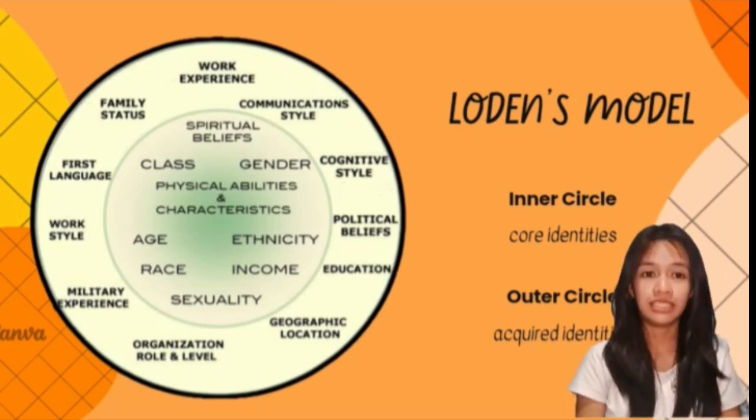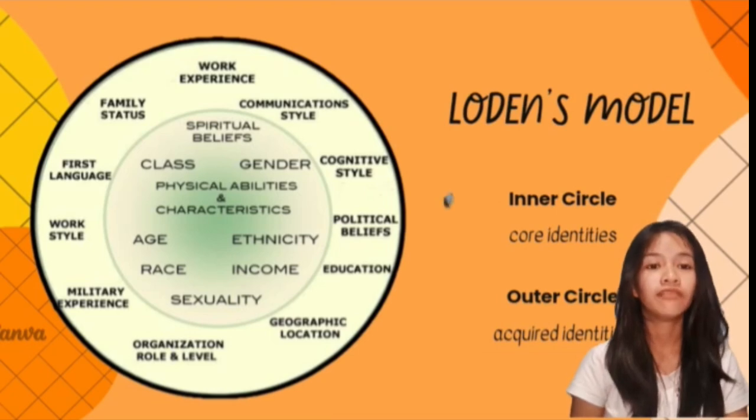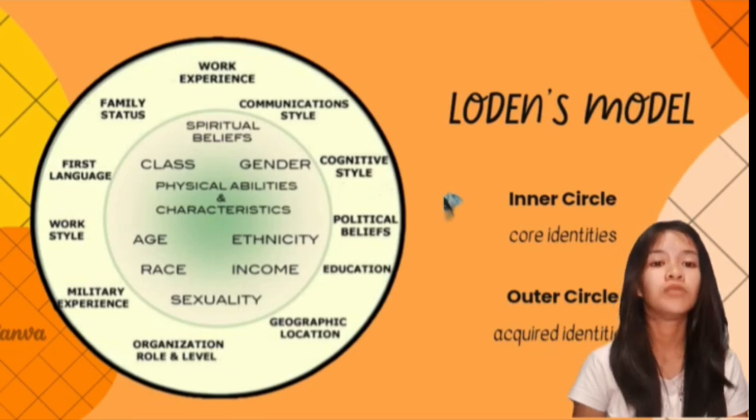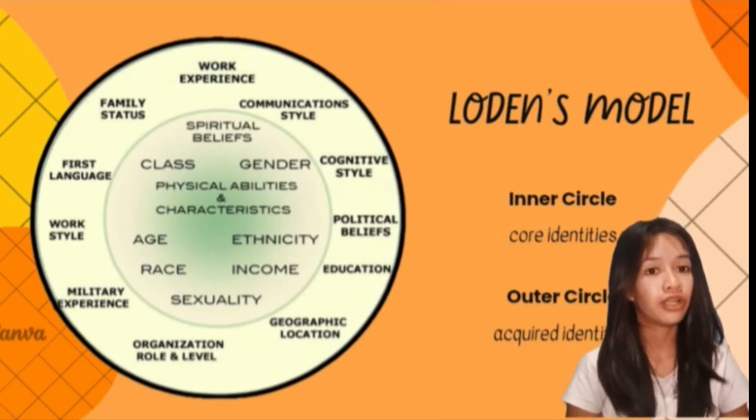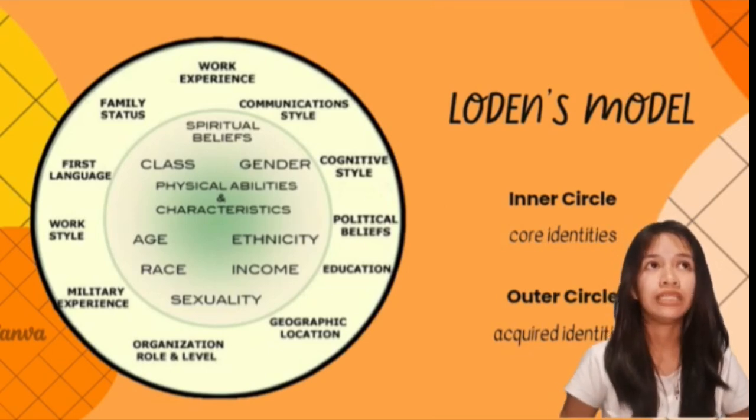So going back to the topic, the model categorizes these dimensions into concentric circles, highlighting both inherent and acquired traits. As you can see on the inner circle, we have the core identities. These are the inherent characteristics that shape a person's identity. It defines who a person is from birth and is largely unchanged, like gender, age, sexuality, spiritual beliefs, etc.